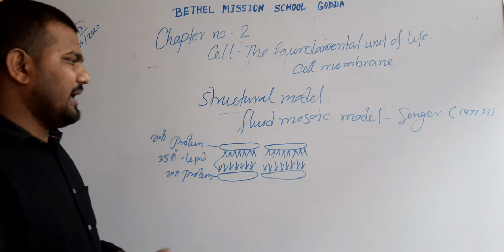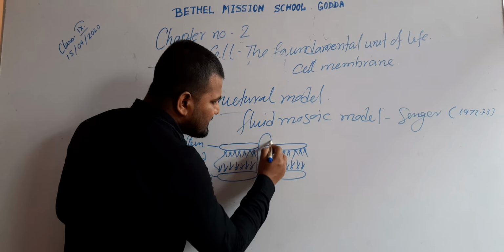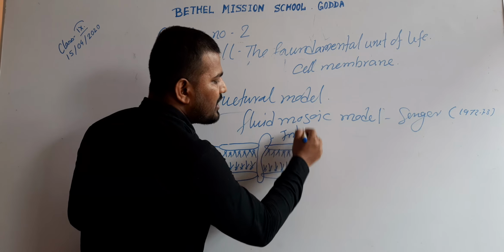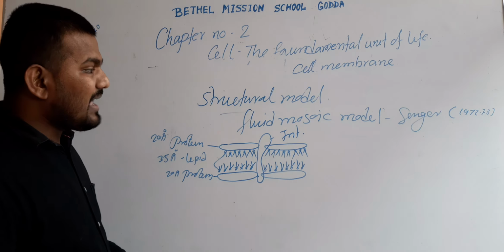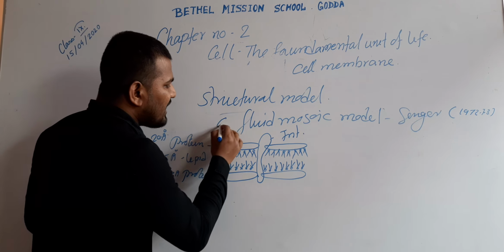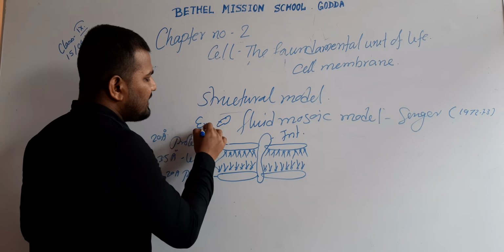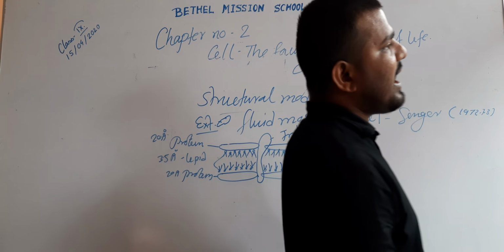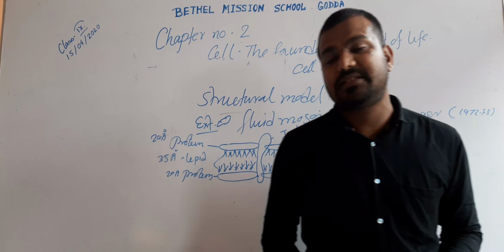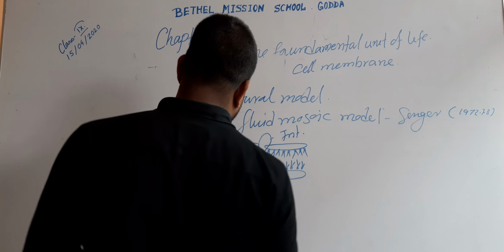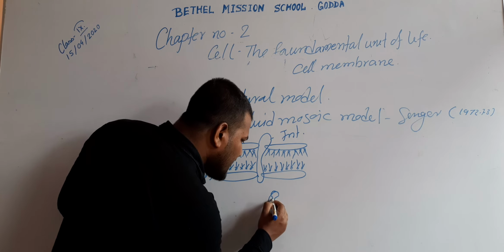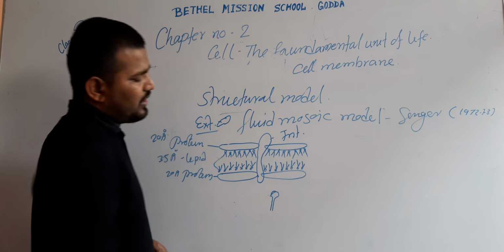Some proteins attach with the cell membrane. They are termed intrinsic proteins or internal proteins. And some proteins are away from the cell membrane. They are termed external proteins or extrinsic proteins. The reason behind intrinsic and extrinsic proteins depends on the nature of the lipid molecules.